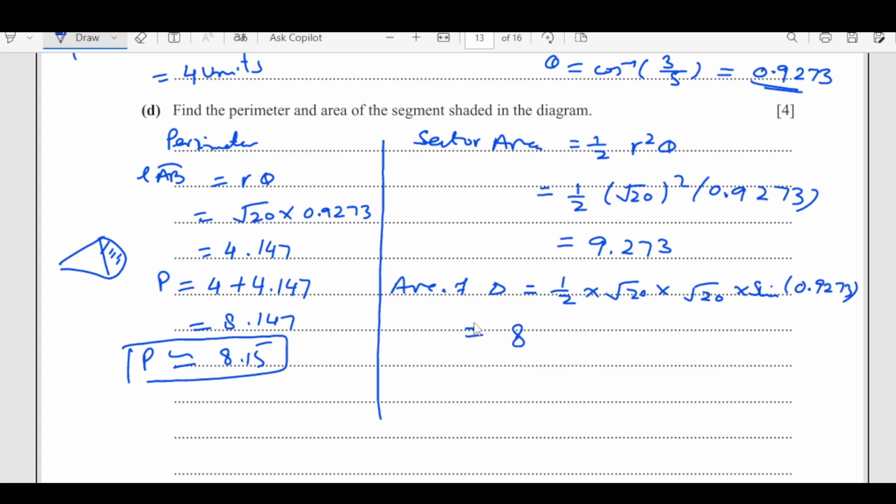8 square units. So therefore for the shaded area we are going to subtract: 9.273 minus 8. So this is 1.273, which is approximately 1.27 to 3 significant figures. So this is the final answer.